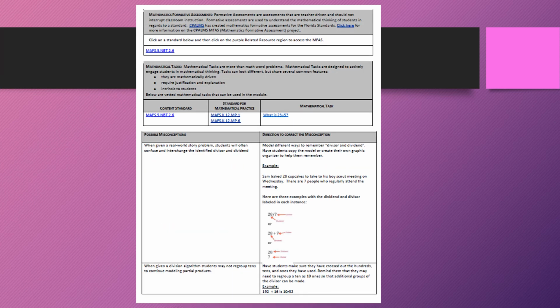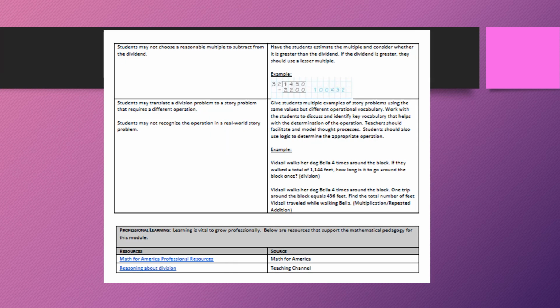And then formative assessment ideas, some mathematical tasks to do. They're word problem type things, but they're more than word problems. And then I really, really like the possible misconceptions that can be there. I think that's very important for teachers of math. Finally, it follows up with some more resources that could actually help the teacher. These are not really instructional resources, but they're professional resources.